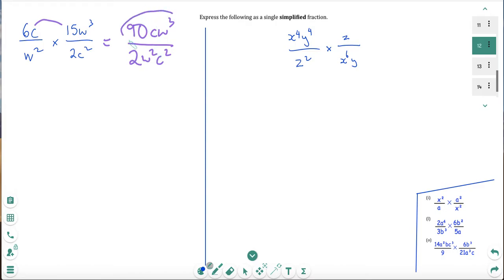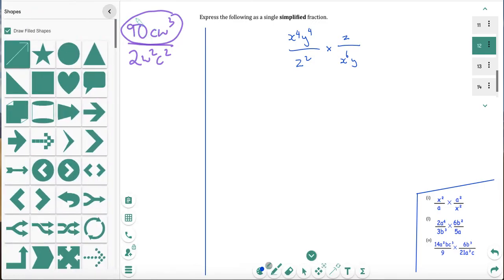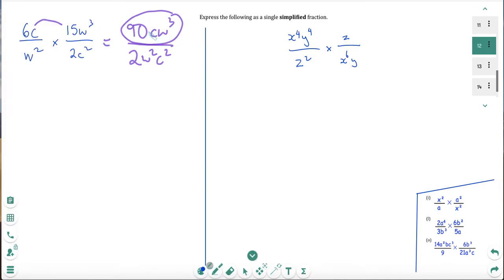Well, on the top we have one term, 90cw cubed. Since they're all being multiplied by each other, it's all just one term. And on the bottom we have 2 times w squared times c squared. Since they're all being multiplied, it's just another one term. So we can say, what's in common between both these terms? Well, we look at the 90 and the 2. We can divide both of them by 2. So 90 divided by 2 is 45. 2 divided by 2 is 1.